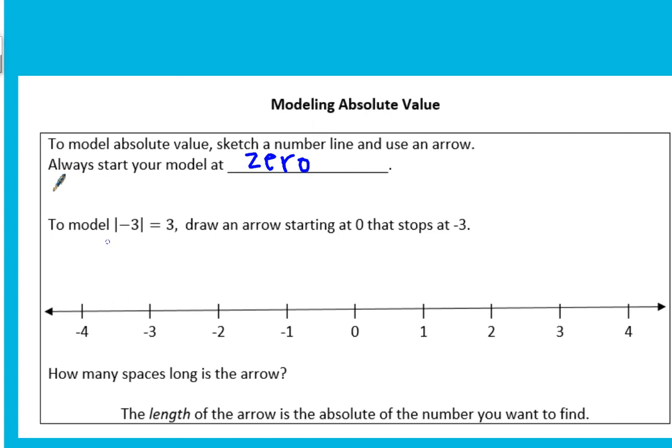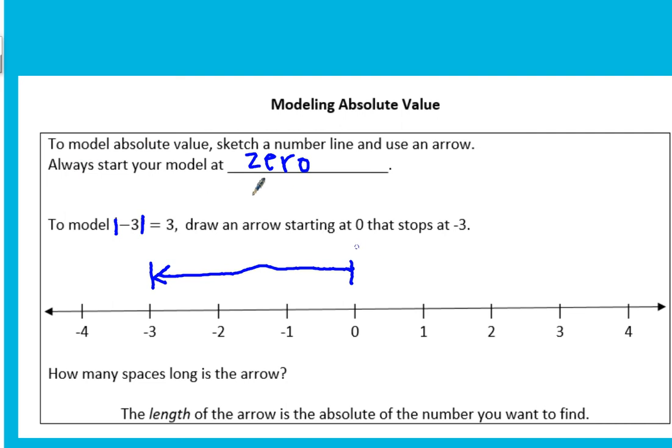So for this first example, we want to model the absolute value of negative 3 equals 3. So we're going to draw an arrow starting at 0 that stops at negative 3. So if we start at 0, to get to negative 3 we need to go to the left. So I'm going to draw an arrow that faces to the left, and then I'm going to draw bars around my arrow to show that I'm looking for that absolute value. It just kind of reminds me of those absolute value bars that we're writing around the number. We're also going to put it around the arrow. Since this arrow is facing to the left, it's showing us the model for the absolute value of negative 3.